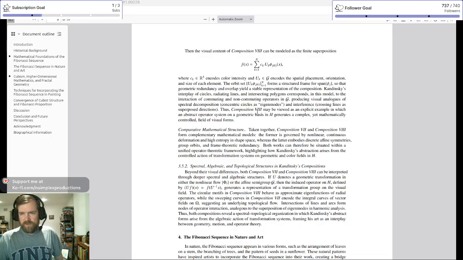Kandinsky's interplay of circles, radiating lines, and intersecting polygons corresponds in this model to the interaction of commuting and non-commuting operators in G, producing visual analogs of spectral decomposition: concentric circles as eigenmodes, and interference, crossing lines as superposed directions. Thus, Composition 8 may be viewed as an explicit example in which the abstract operator system on geometric basis H generates a complex yet mathematically controlled field of visual forms.